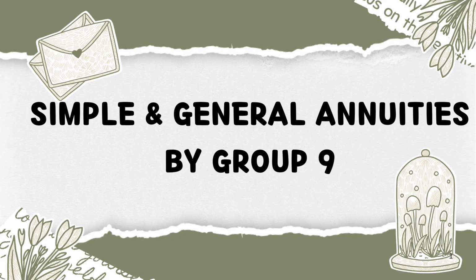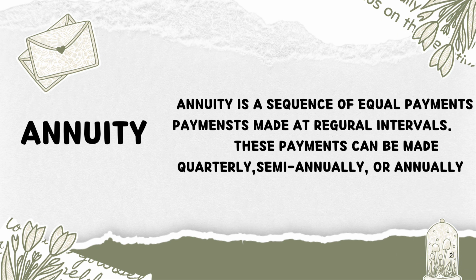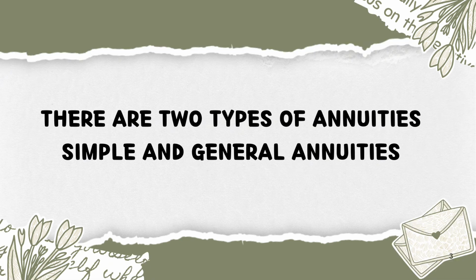Good day, everyone. I'm going to talk about simple and general annuities for today. But before we move on to numbers, let's learn about annuities first. An annuity is a sequence of equal payments made at regular intervals. These payments can be made monthly, quarterly, semi-annually, or annually. And there are two types of annuities: simple and general annuities.